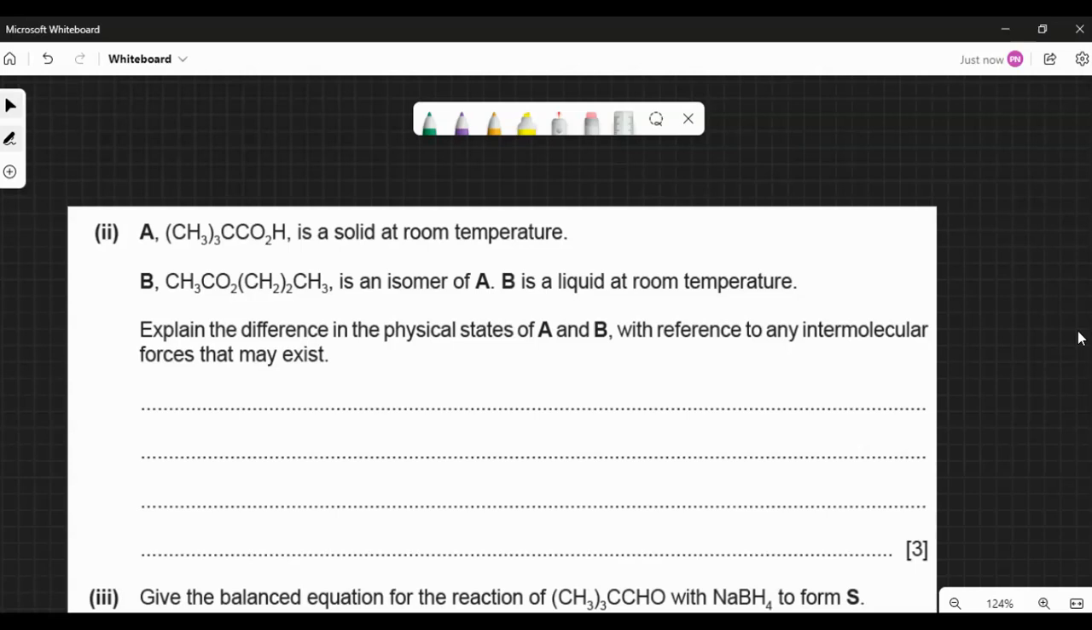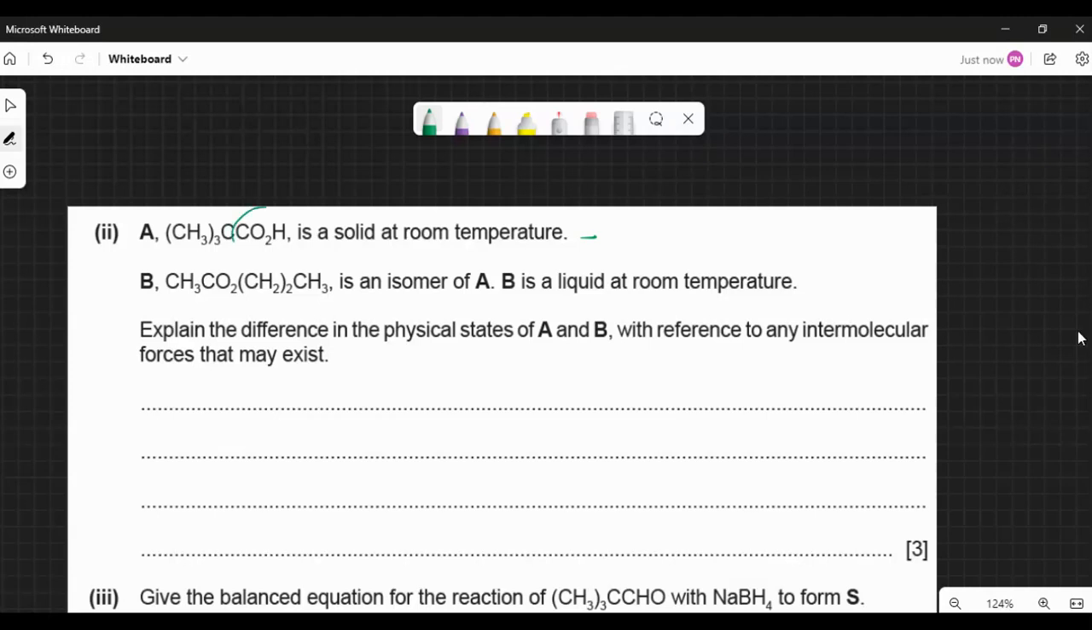Now, this is quite an interesting one because, as I've said before, if you have a carboxylic acid and an ester with the same number of carbons as that carboxylic acid, they will be isomers. It's a useful thing to remember. So if I'm talking about ethyl ethanoate, it will be an isomer of butanoic acid. Make sense? Okay, so obviously A is the solid. So let's get a move on because I think we're a tiny bit behind time.